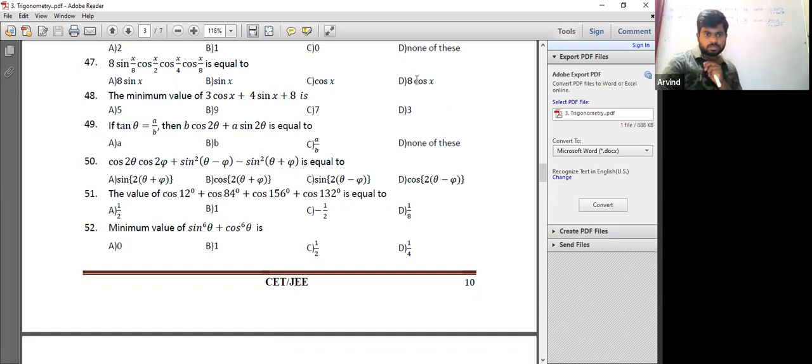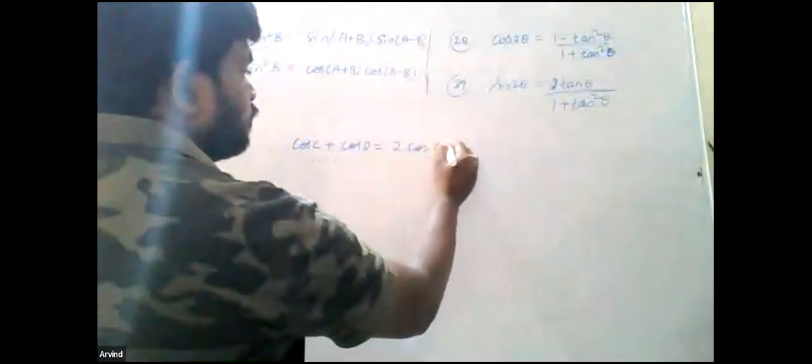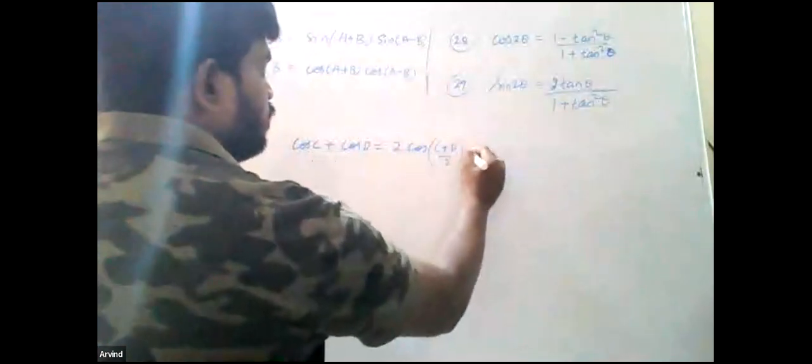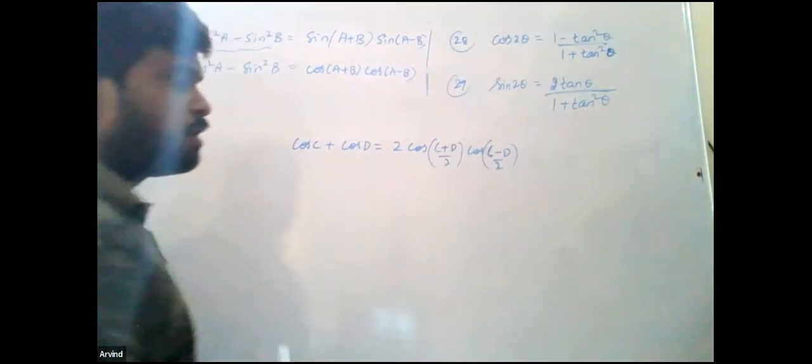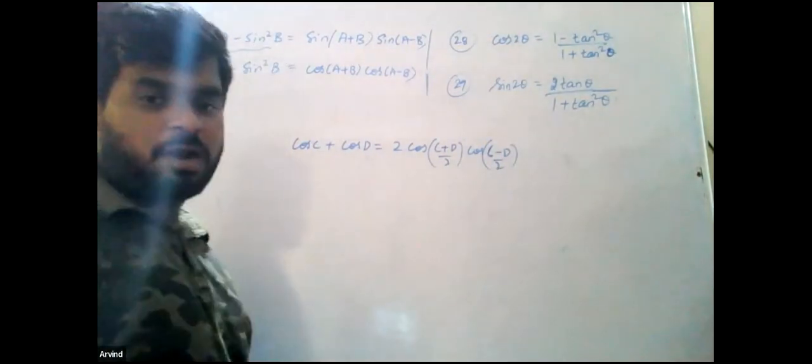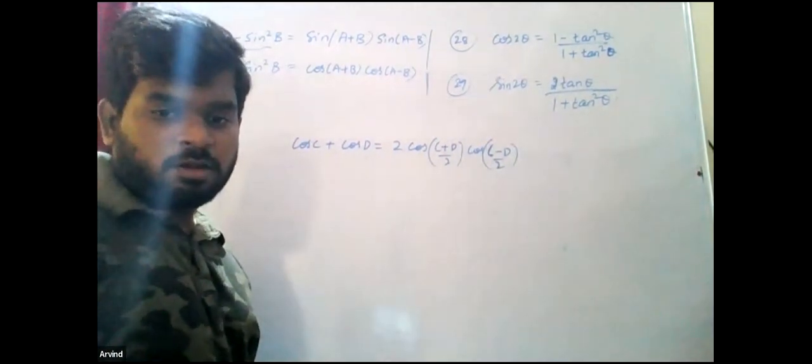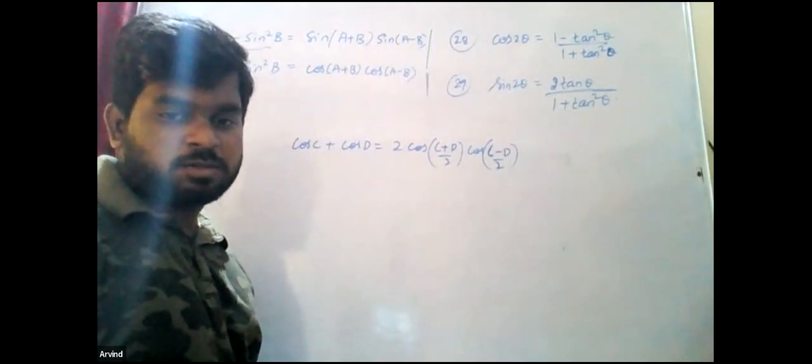Should I solve it or will you guys solve it? Use this formula which I had given, cos C plus cos D equals 2 cos of C plus D by 2 into cos of C minus D by 2. You just have to use this formula. Before doing this, you need to arrange a little such that you get some standard angles.